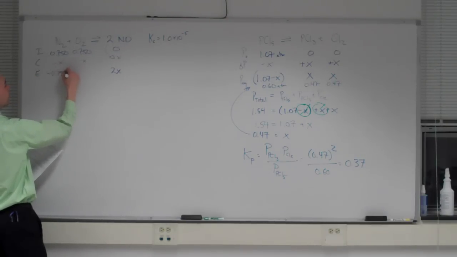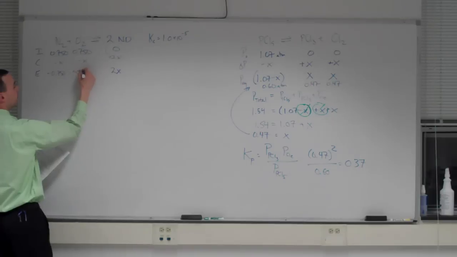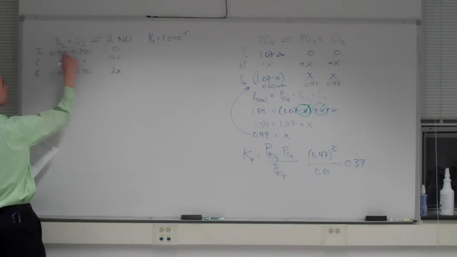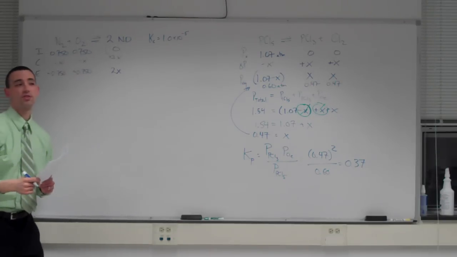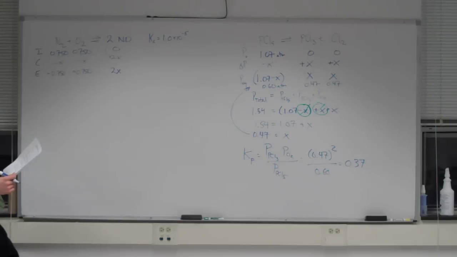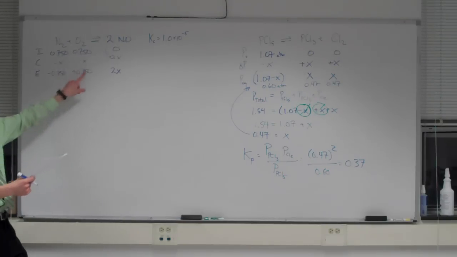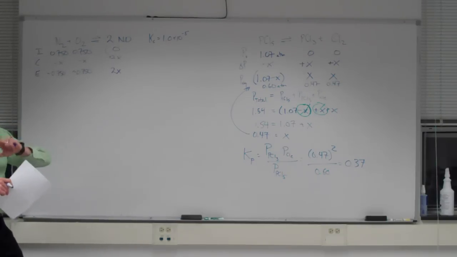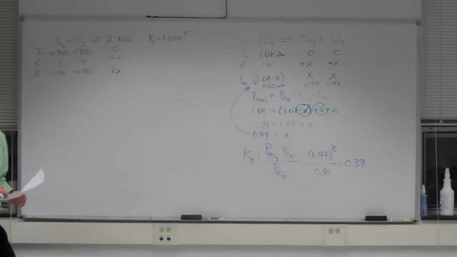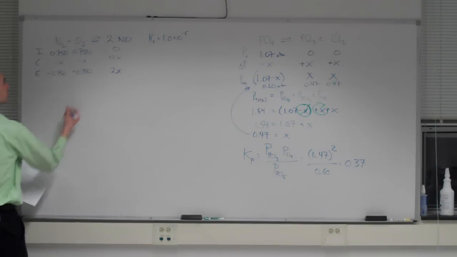Now, because of this small equilibrium constant, I am going to ignore the minus x relative to these starting concentrations that we're given. Right? So they're going to be still pretty close to 0.75, close enough that it's going to simplify the math at least for our solution.